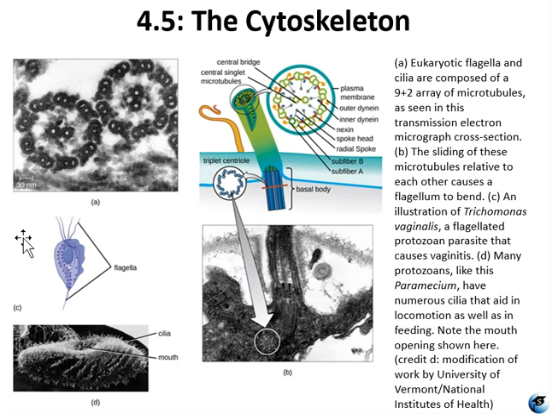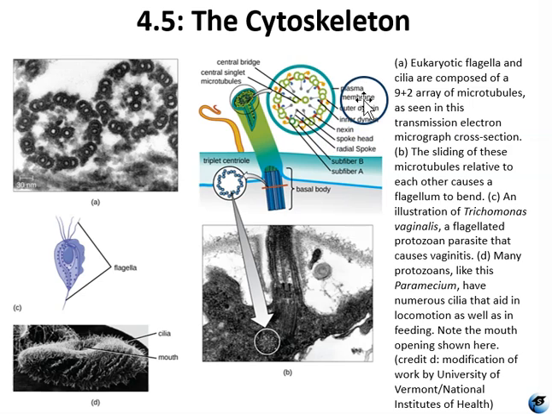This figure here shows the 9+2 array of microtubules that make up cilia and flagella. So this here is a transmission micrograph of a cross-section of a eukaryotic flagellum. So this was taken with one of those very powerful electron microscopes.